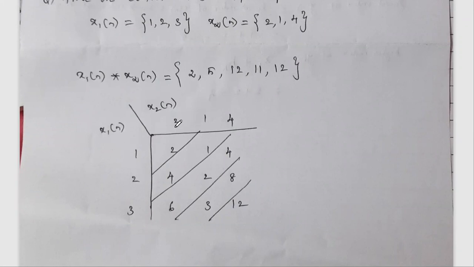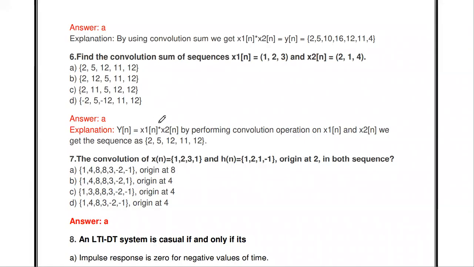You multiply this one with each element of the other sequence. So 2, 1, 4. Then 2 multiplied with this. Then you split diagonally. The first answer is 2. The second, 4 plus 1, 5. Then 12, 11, 12. So x1 of n convolution with x2 of n is 2, 5, 12, 11, 12. So the answer is option A, 2, 5, 12, 11, 12.